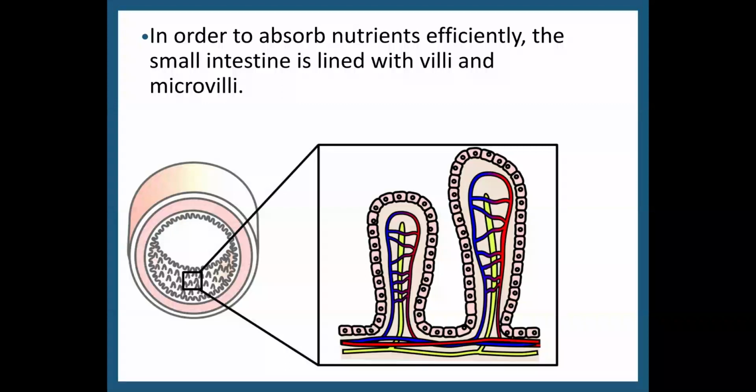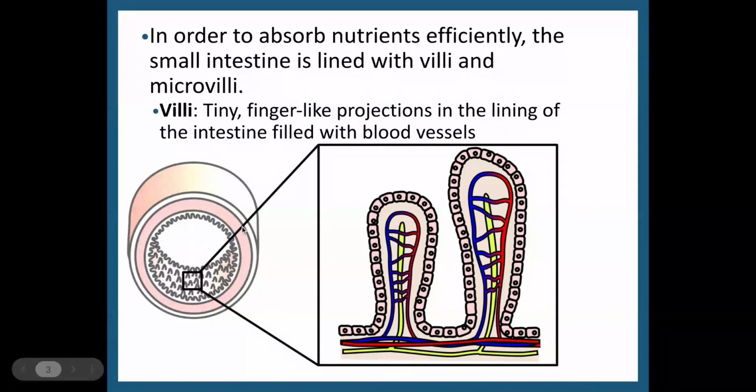Okay, now, inside the small intestine, you have certain structures that are going to aid in nutrient absorption. So, the small intestine is lined with what are called villi and microvilli. And a villus is just a tiny finger-like projection inside the lining of the small intestine, and it's filled with blood vessels that look like this. So here you see two of these finger-like projections, and inside where the blue and the red is at, that's one of the blood vessels, specifically the capillary.